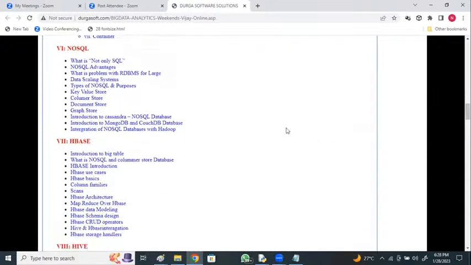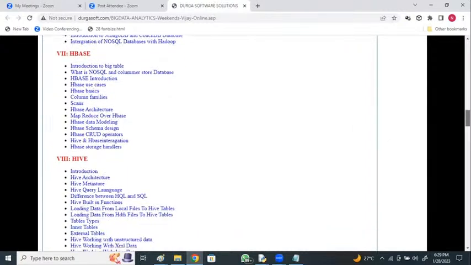NoSQL means Not Only SQL, for schema-less behavior and random access. The NoSQL advantage is that from record to record, a different number of fields or columns can be maintained. In SQL, from the first record to the last, the same number of columns must be maintained. But in NoSQL, my first record can have 3 fields, the second 5 fields, and the third 10 fields. As part of our course, I'll discuss HBase, one NoSQL database, HBase data modeling, CRUD operations, and high-end HBase integration.